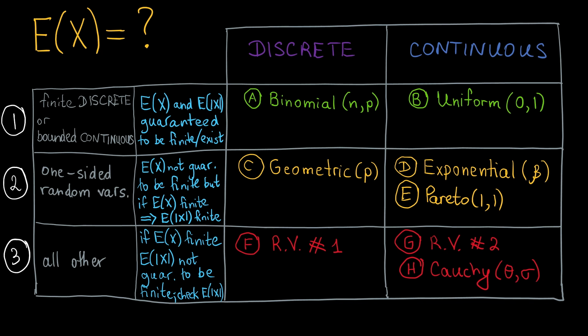And we will see that in such cases, the expected value of x and the expected value of the absolute value of x are both guaranteed to be finite and exist. Before we even calculate anything, we're guaranteed that they will exist.